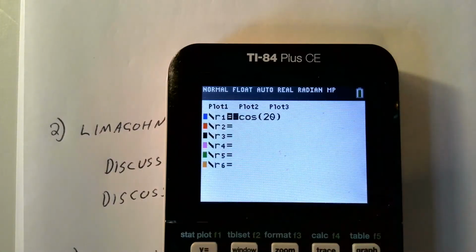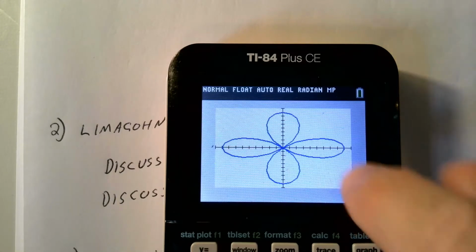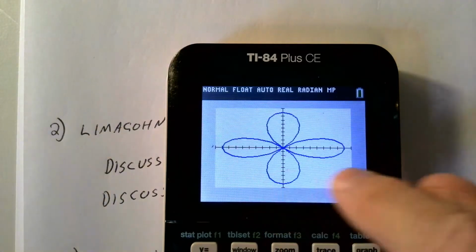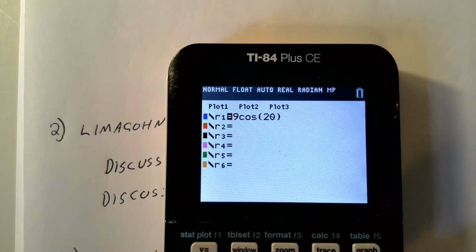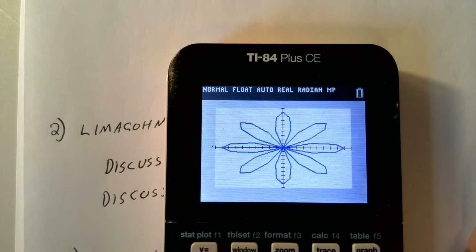If I do it again and change this to say a 9, you can see that they all go out to length 9. Okay, and that was with 2 theta, but you'll notice with 2 theta there's 1, 2, 3, 4 petals. So what happens? So let's try it with 4 theta. And 1, 2, 3. Look at that. Now we get 8 petals. Like I said, you can do a lot of different things with this.